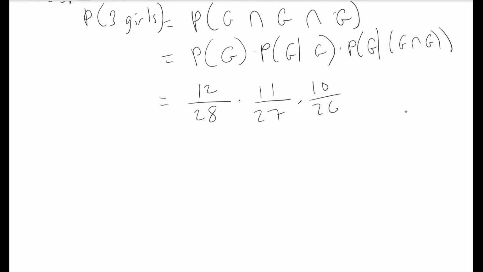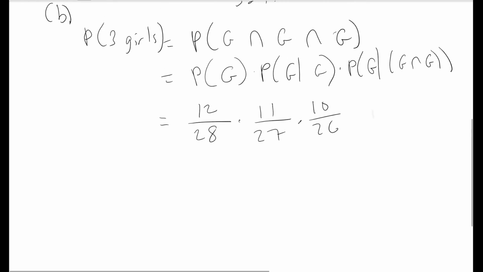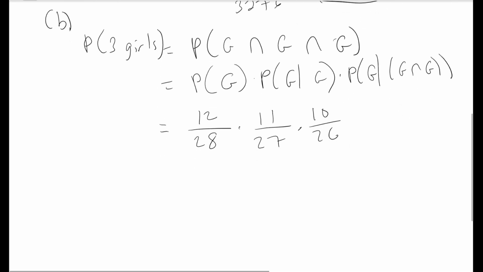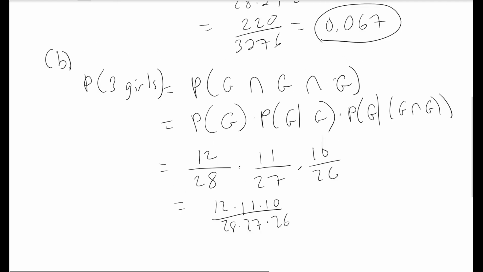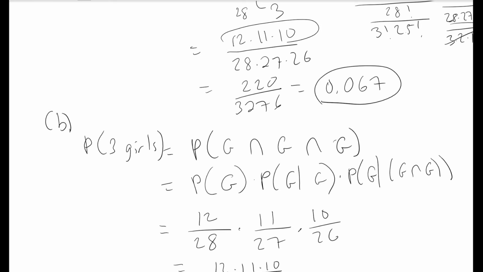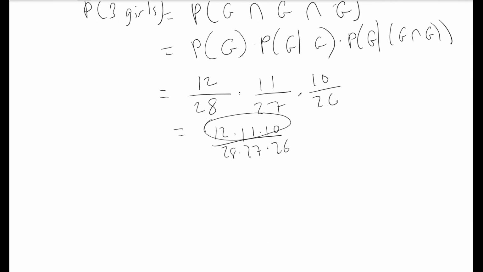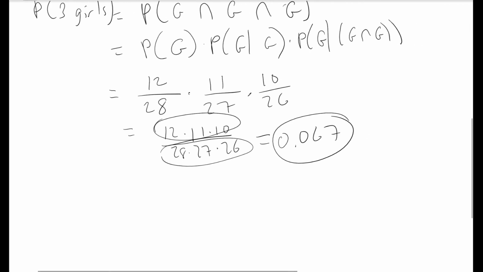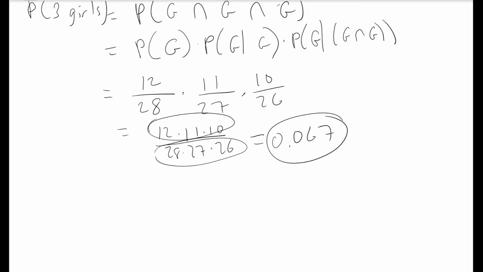And so this is another way of doing the calculation. Notice that we get the same exact numbers. If you look at this, we multiply 12 times 11 times 10, over 28 times 27 times 26. We get the same exact set of numbers in the numerator and denominator as we do with part A. Interestingly enough, we get the same answer, 0.067. Again, two different ways of looking at the same problem.